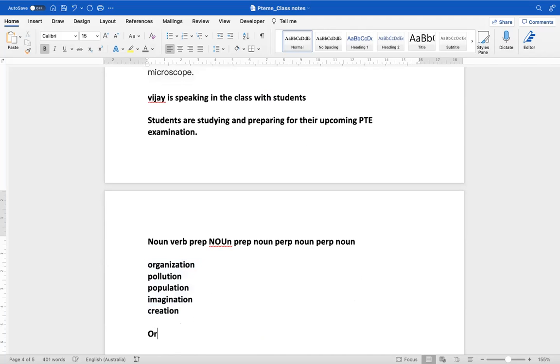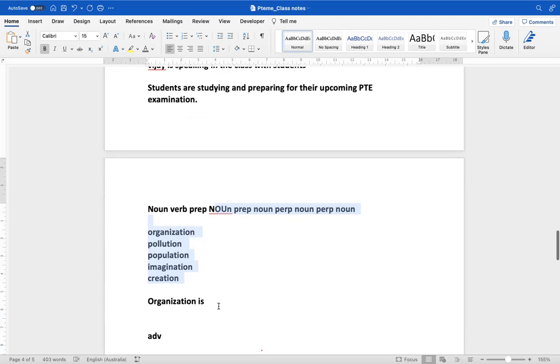Let's see. Organization is imagination in creation of population in pollution with. I think my 5 words are finished. So: Organization is an imagination in creation of population, let's say with pollution. That's it.